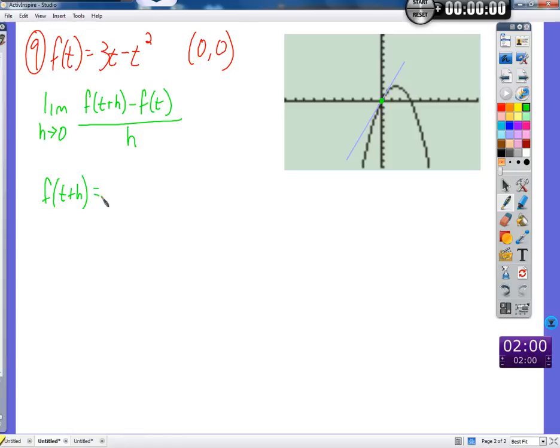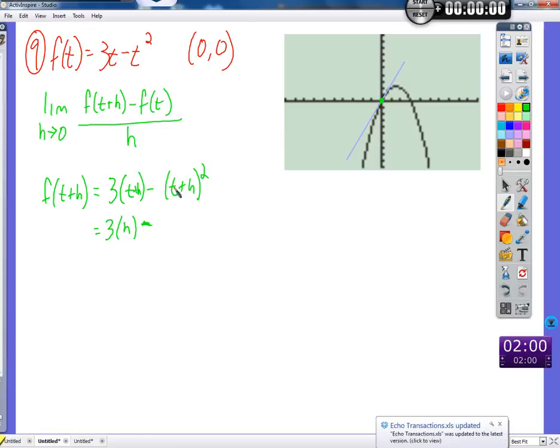So f of t plus h, what's that? 3 times t plus h, minus t plus h squared. Why do they use t's? Probably stands for time. Well, what's t though? Zero. In this case, it's zero. So 3 times just h, minus just h squared. So this is f of t plus h, written as simply as we can.